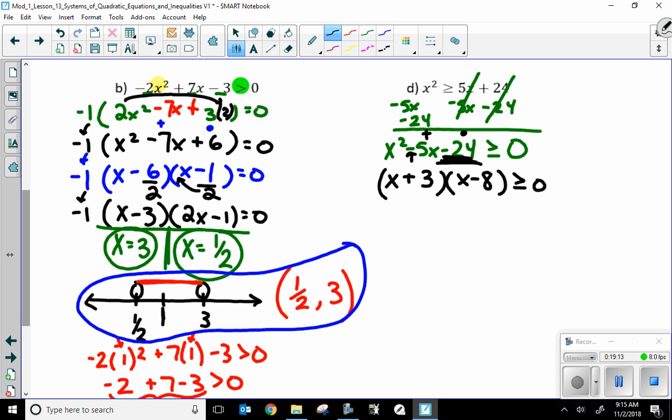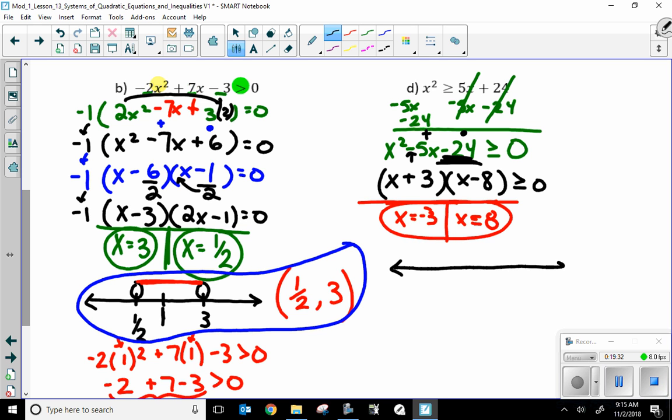And now I solve this. I say x should be negative 3 and x should be 8. There you go. All right, let's put those on the number line. So I got negative 3 and I got 8.